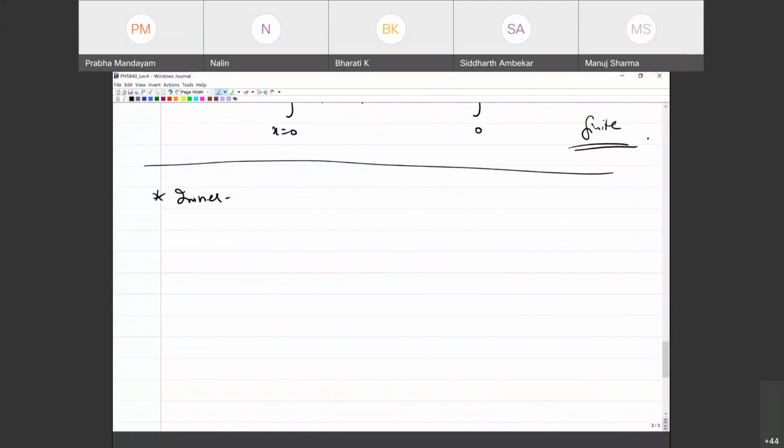Excuse me, ma'am. In the definition of the basis for the vector space, can we say that all these basis vectors will have a unit norm?